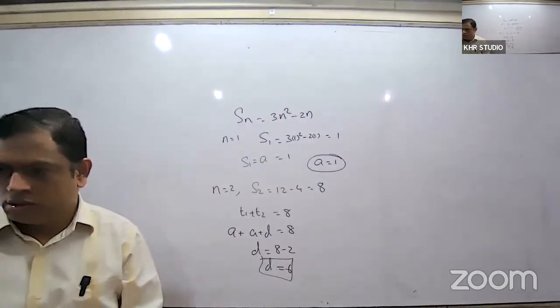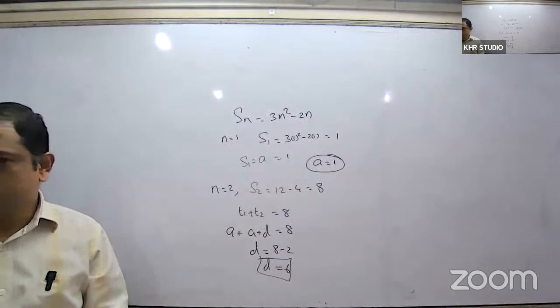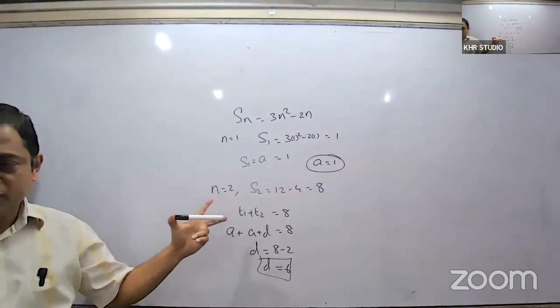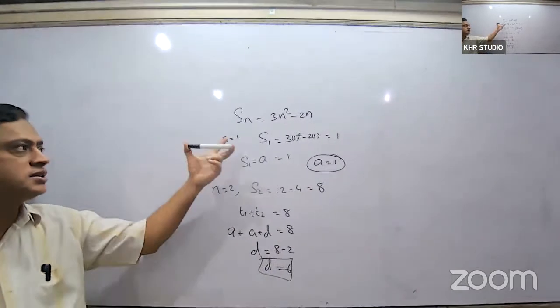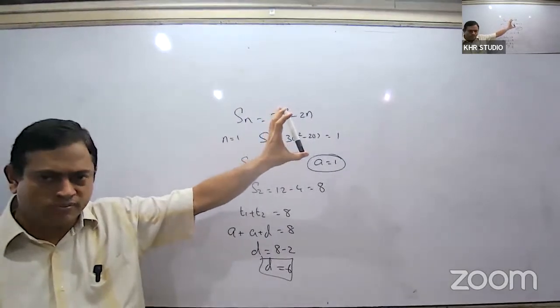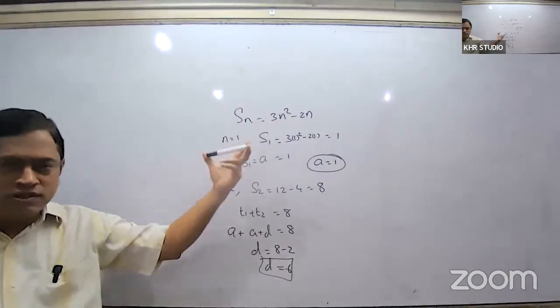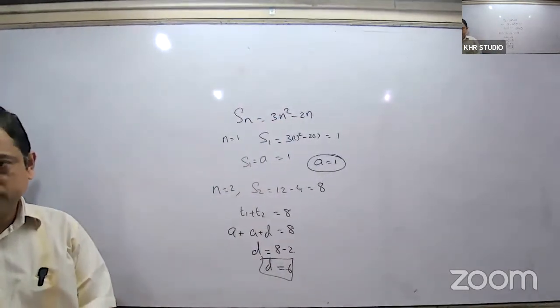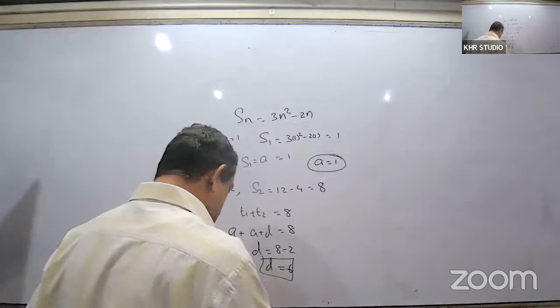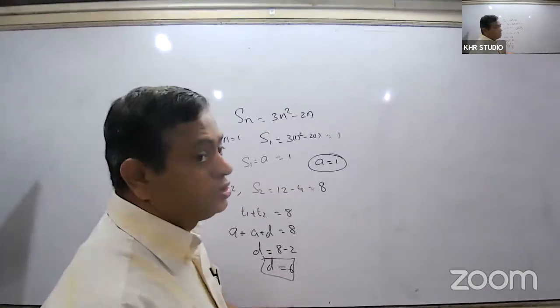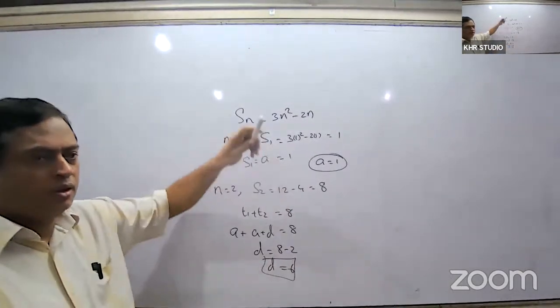Did you follow? Not complicated ones, easy one only. Be careful while doing it. If you apply the SN formula, you will not get anything. Three things are there: a we don't know, n we don't know, and d we don't know. Now, what did you do?